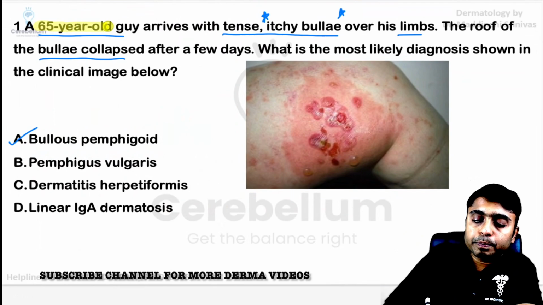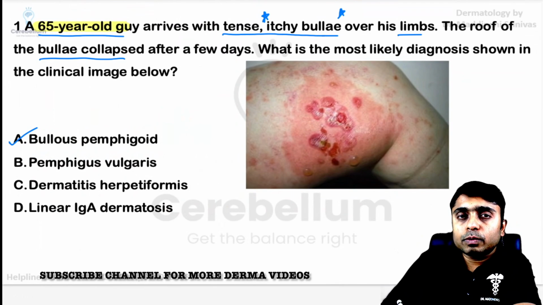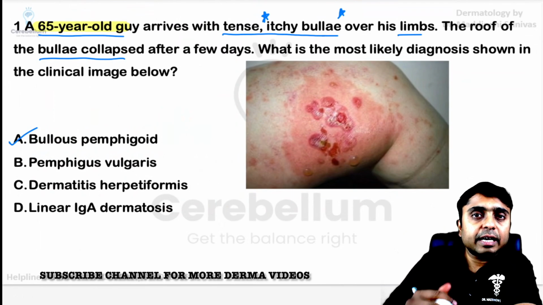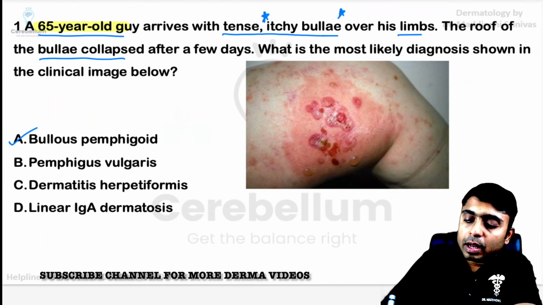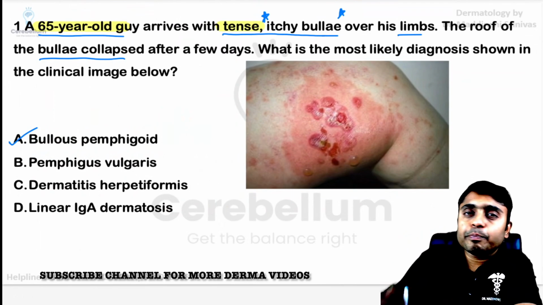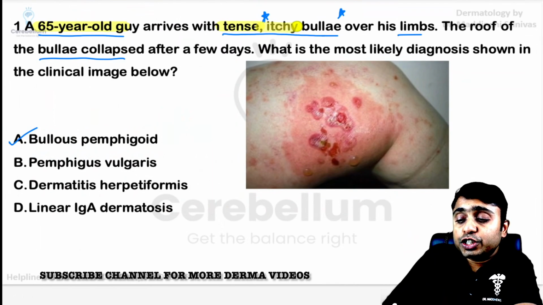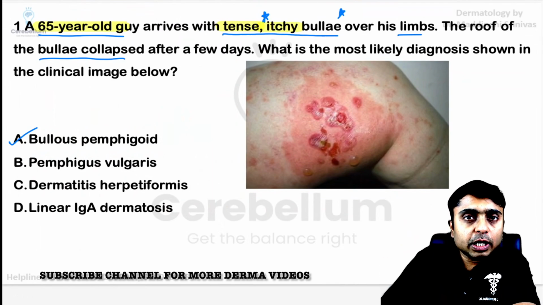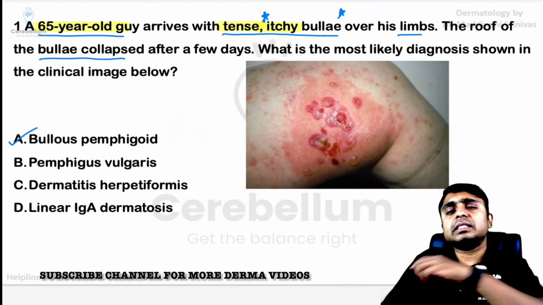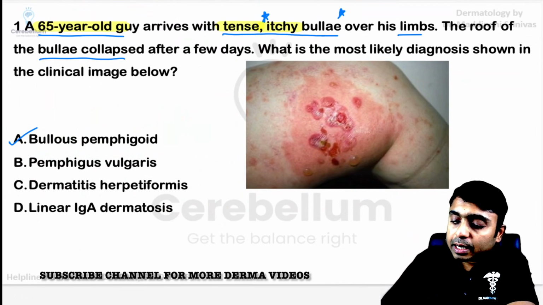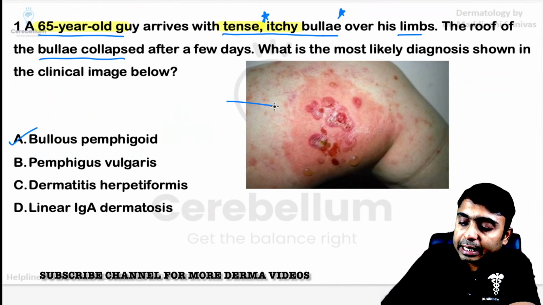The age group, which is the elderly age group, 60 to 80 years, is associated with bullous pemphigoid. And yes, tense bulle is also one more very important clue, and itchy bulle. Please remember, in bullous pemphigoid, the tense bulle can be present over normal skin, or they are going to be seen over the wheals.